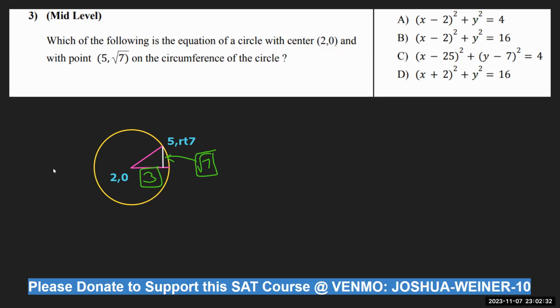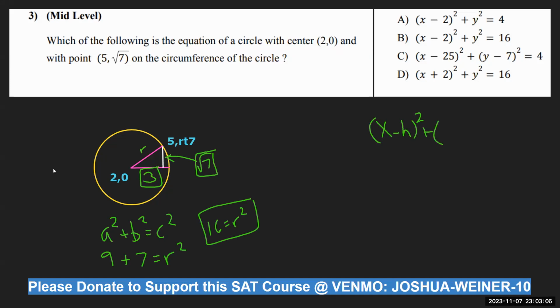So then we can use the Pythagorean theorem for this triangle that's sitting there. In other words, we have a squared plus b squared equals c squared. For this triangle, the hypotenuse c is going to be the radius of the circle. So we have 3 squared, which is 9, plus root 7 squared, which is 7, equals the radius squared. 9 plus 7 is 16, which is r squared.